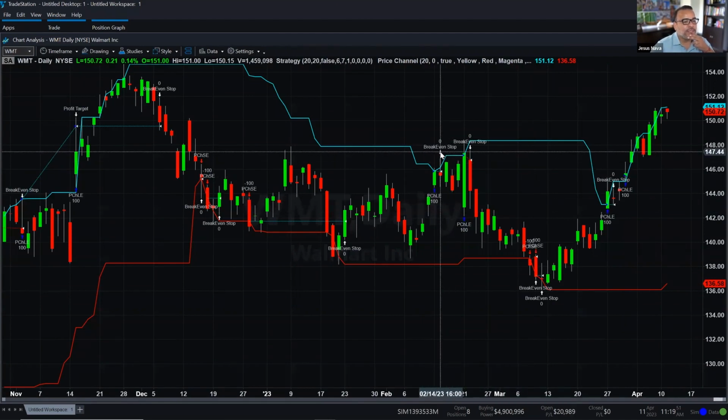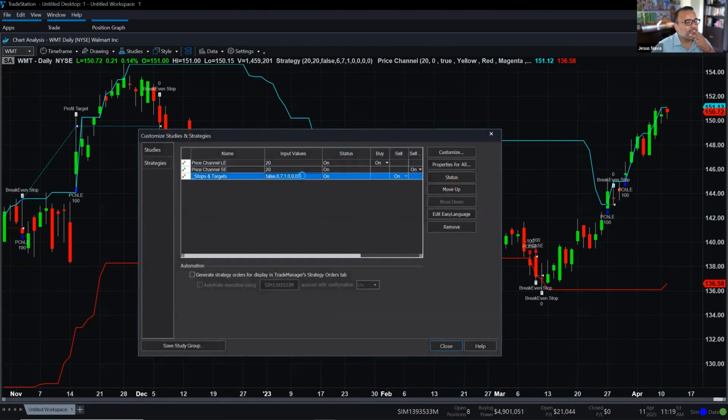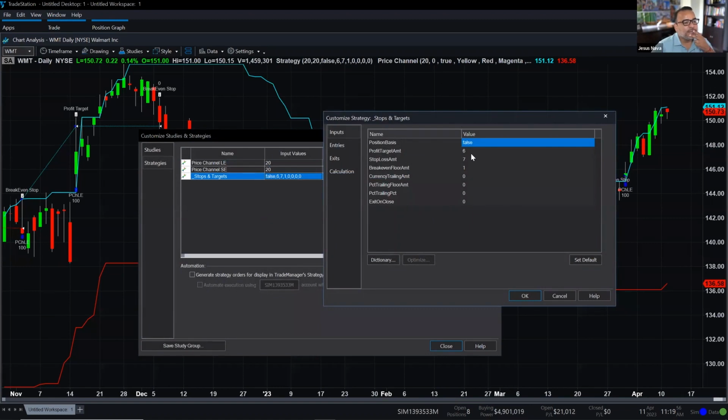Let me go here into the strategy settings. And as you can see, the profit target amount is 6. The stop loss amount is 7. The return reward ratio, I'm not really a fan of right here. I'm risking $7 to make 6, but it found that those were the numbers for this strategy.